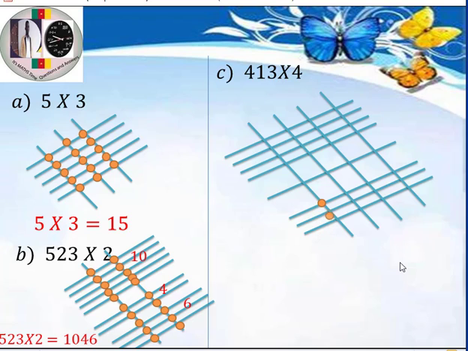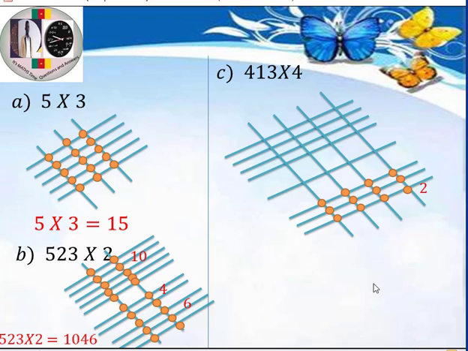1, 2, 3, 4, 5, 6, 7, 8, 9, 10, 11, 12. So we have 12 intersections. But since 12 is more than 9, from 10 and above, it's a 2-digit number, so we'll write 2 and carry 1 to the next intersection.